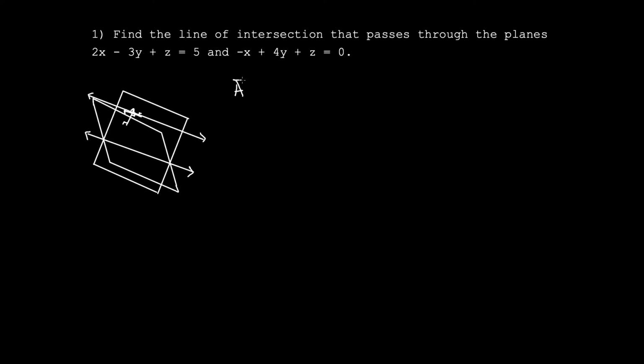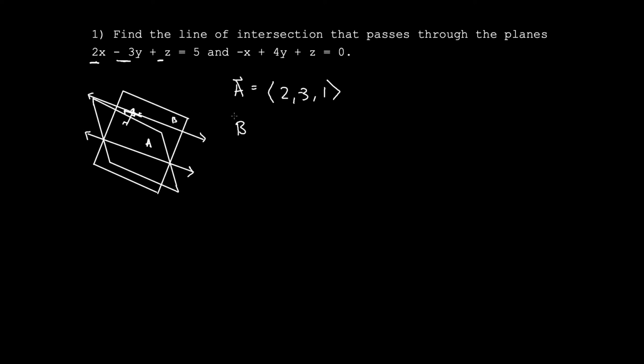First, I'll form a vector A, and this vector will be the normal vector of the first plane. So this is plane A, and this is plane B. How do we find the normal vector from a plane? Well, we take the coefficients of each variable x, y, and z, and that forms us into a vector we can use. So this vector would be 2, negative 3, and 1. And this vector is perpendicular to the plane 2x minus 3y plus z equals 5.